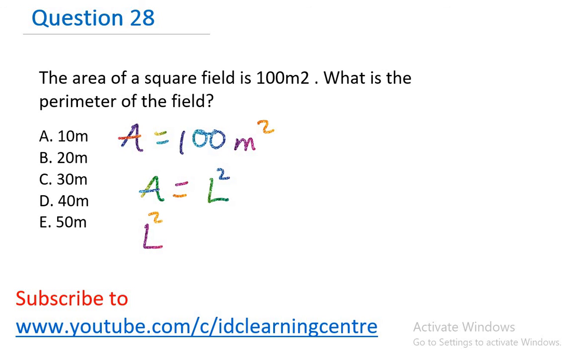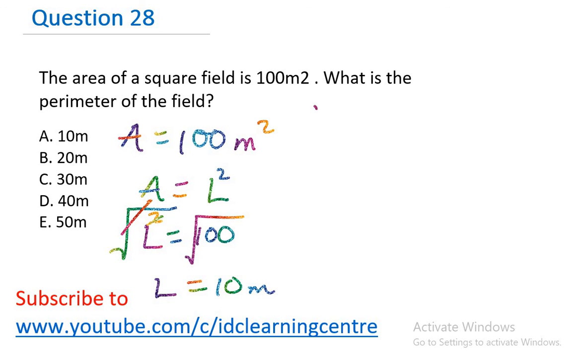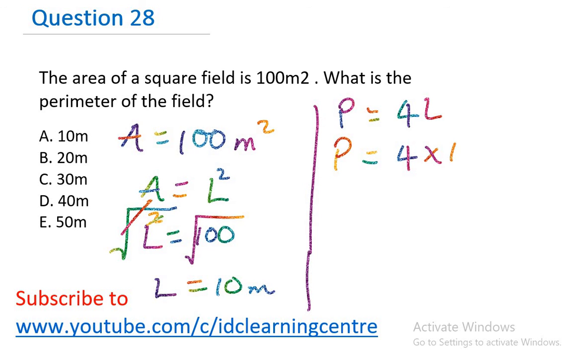So length square is equal to area, which is 100. To get the length, take the square root of both sides. So that this square breaks this square root. Length will be the square root of 100, which is 10 meters. Now I can find the perimeter of the field. Perimeter of a square is 4L. So perimeter is 4 times L, which is 10. Perimeter is equal to 4 times 10, 40 meters. 40 meters is D.